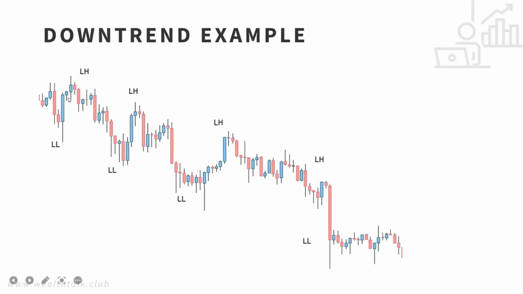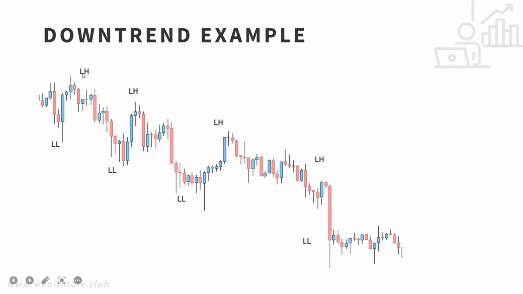Downtrend example, let's look here. The price creates lower highs and lower lows. So there is a series of lower highs and lower lows. The price here is $1. Let's say the price here is $5, $4, $3, $2. Let's say the price here is $4, here is $2, here is $1.